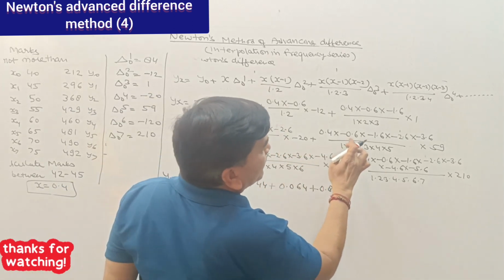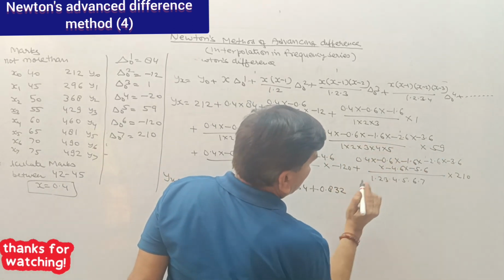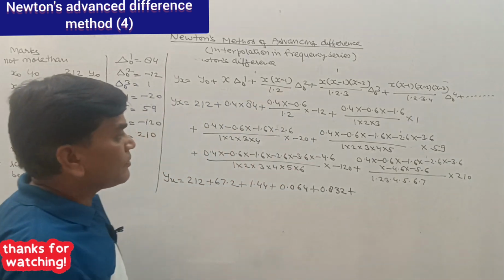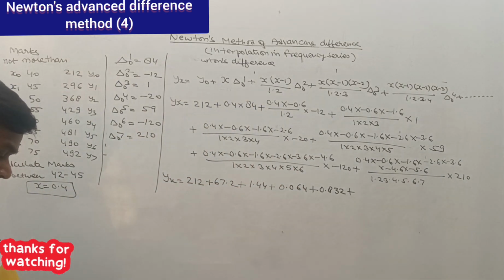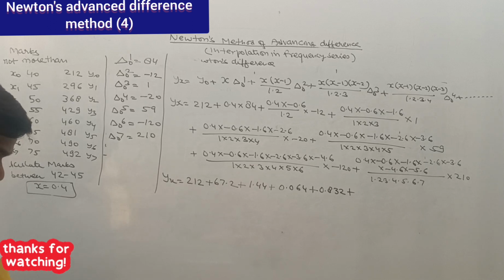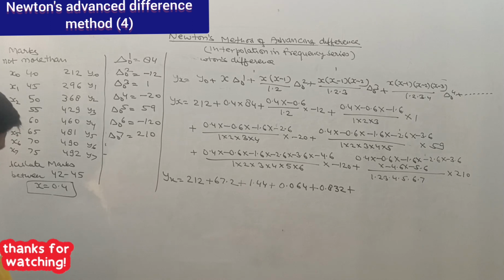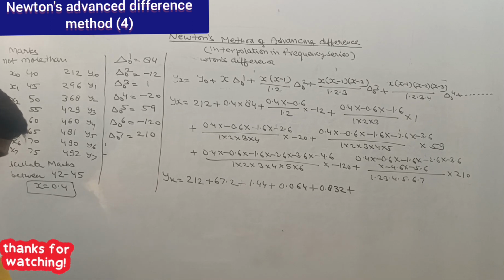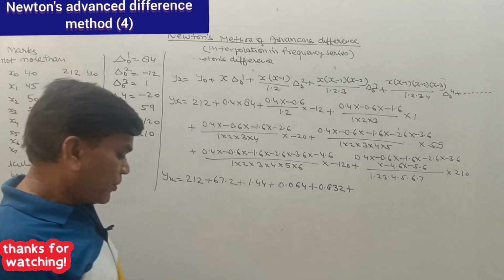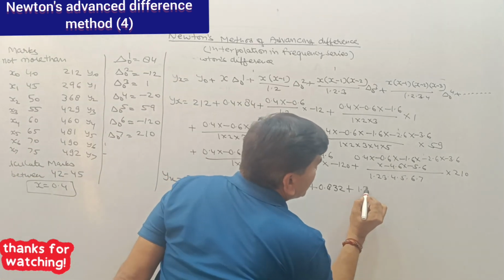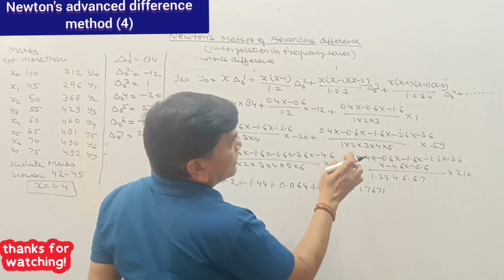This happened. 1 minus 2 minus 3 minus 4 minus, so the value will be plus. 0.4 multiply 0.6 multiply 1.6 multiply 2.6 multiply 3.6 multiply 59 divided by 120. 1.7671. This come to this.